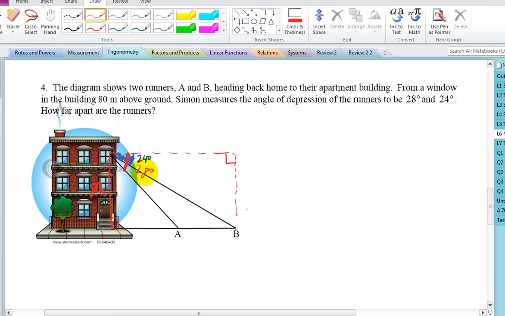Now the other thing to keep in mind is this idea. Okay, well, in this case it'll be this. These angles are the same because of parallel line rules that we haven't studied before. So if this is 24 up here, down below this would also be 24 degrees. This one here would be 28 degrees. Okay.